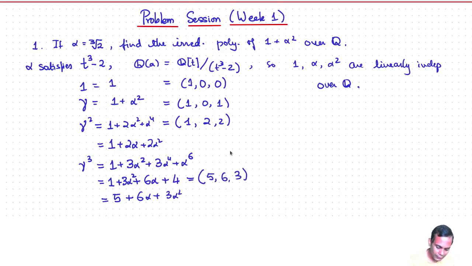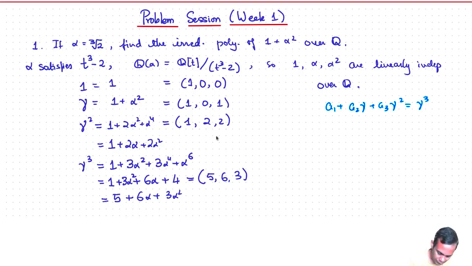So now we look at these 4 vectors. They must have a linear dependence because they are vectors in Q cubed. So let's figure out how to expand gamma cubed in terms of 1, gamma and gamma squared. Now if you look at the second coordinate, for example, here it is 2, here it's 0. So we are looking for a relation of the form a1 plus a2 times gamma plus a3 times gamma squared is equal to gamma cubed.